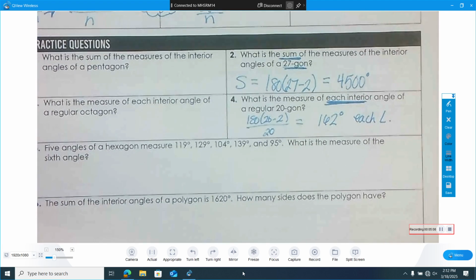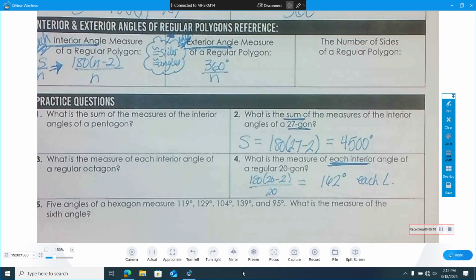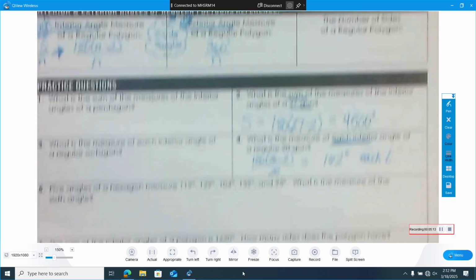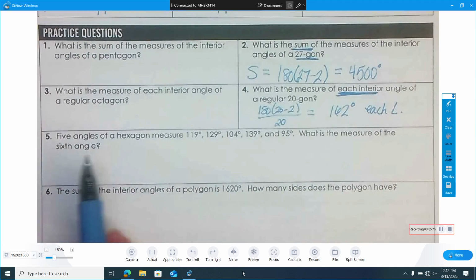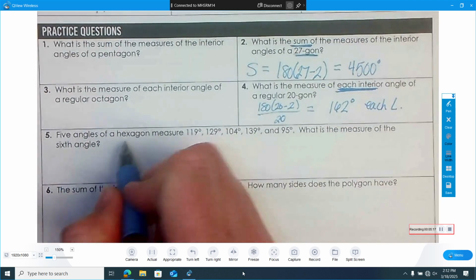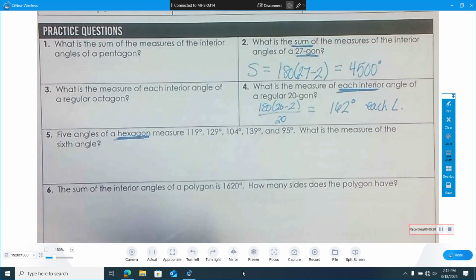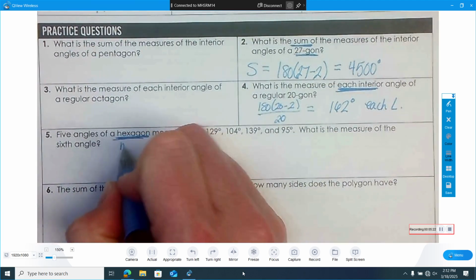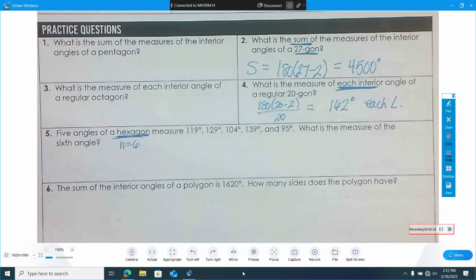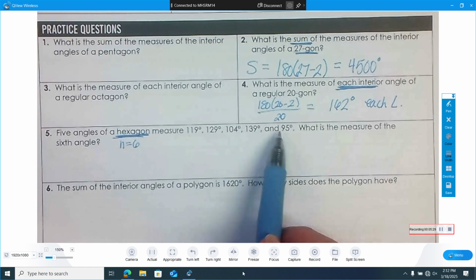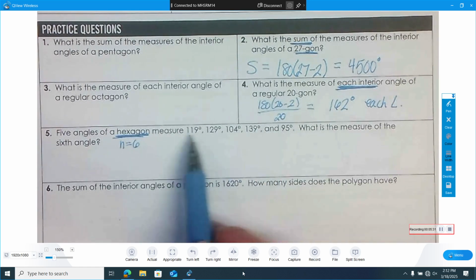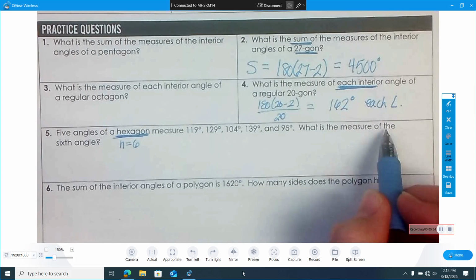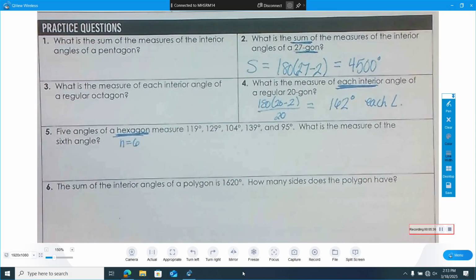All right. Any questions so far? It's the same we did yesterday, right? Okay. So, number 5. 5 angles of a hexagon. A hexagon has how many sides? Okay, so here n equals 6, so a hexagon has 6 sides. Here are 5 of the angle measures on the inside. We want to know what is the measure of the 6th angle.